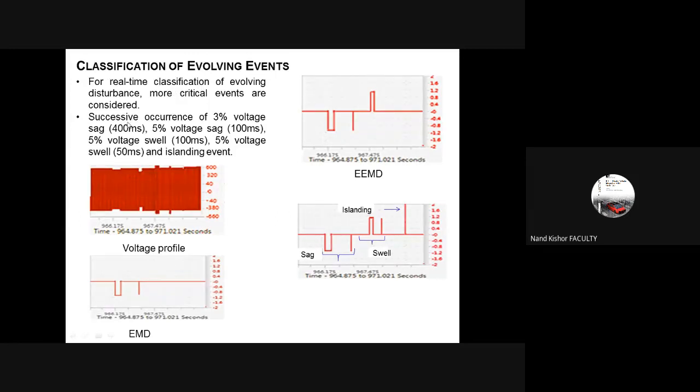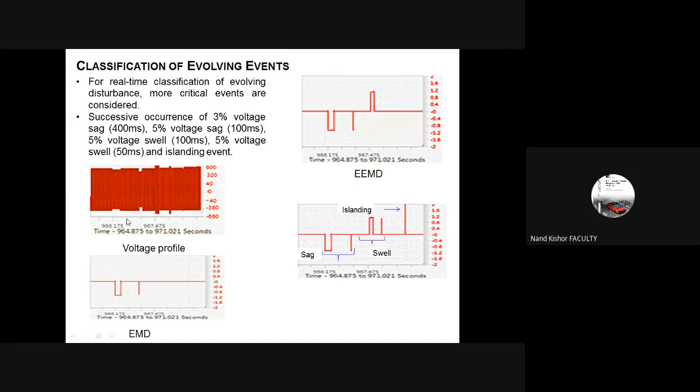So we had successive events: a 3% voltage sag for 400 milliseconds. So here is a voltage sag. Then we had a 5% voltage sag, but for a smaller duration, 100 milliseconds. Then we had a 5% swell of 100 millisecond duration, and a 5% swell for 50 millisecond duration. And lastly, the physical event, that is the islanding event.